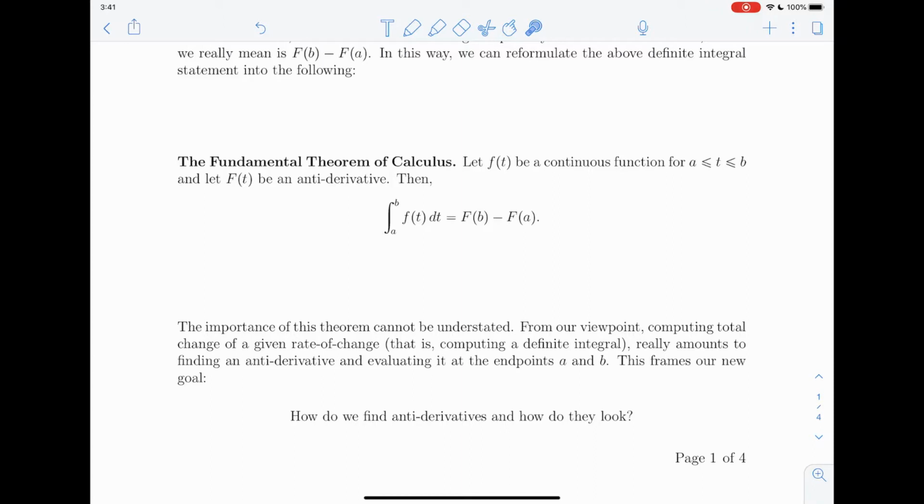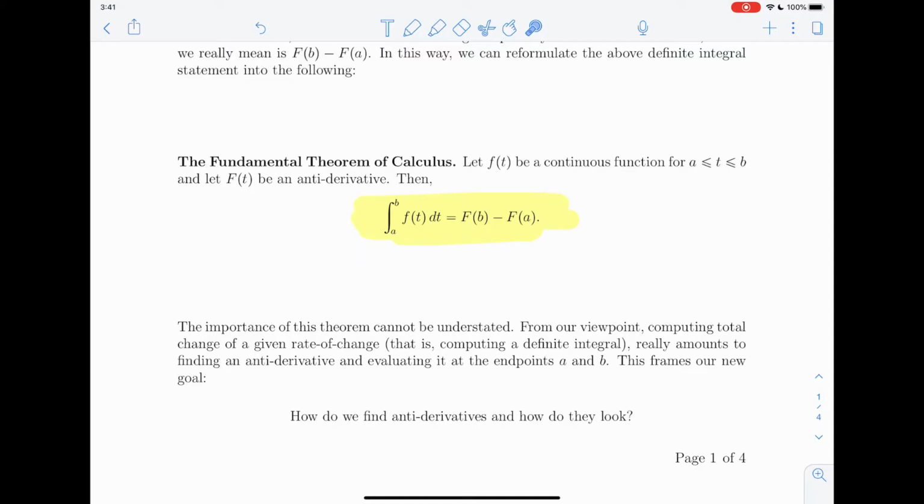Explicitly what it says is that if f of t is a continuous function on some interval from a to b, and F of t is an antiderivative, then the total change, the definite integral from a to b of little f, is equal to nothing different than its antiderivative F evaluated at b minus F evaluated at a. This is a super compact formula that really has a lot of power to it.